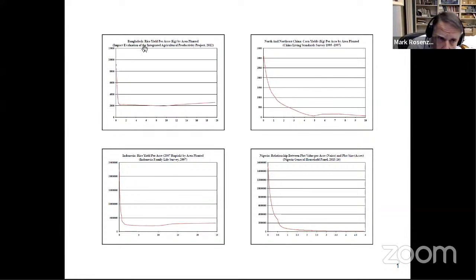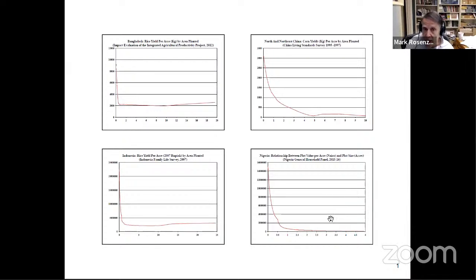So for example, in Bangladesh, you don't see any farms above 20 acres. And across the full span of the scales of operation, you see this inverse relationship. This is in this case yields per acre in rice, kilograms per acre. In China, it's corn yields, and the full span of operations is up to 10 acres. And we see this inverse relationship. For Indonesia, it's rice yields per acre, and we have the full span up to 25 acres.